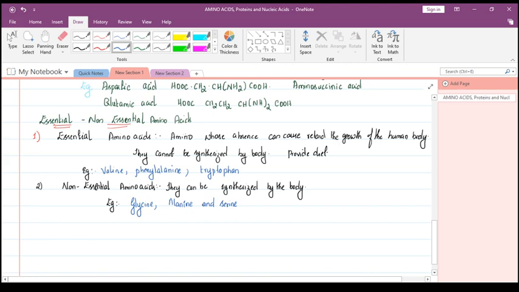So, this is the basic introduction to amino acids. Again, you have to study zwitterion, isoelectric point, and structure and configuration of amino acids, etc. Okay, that we will be studying in the next class.